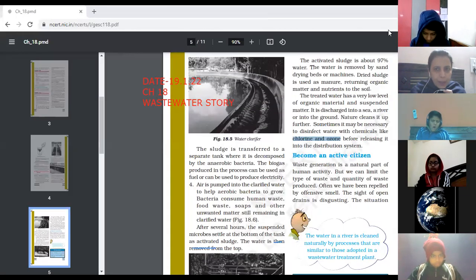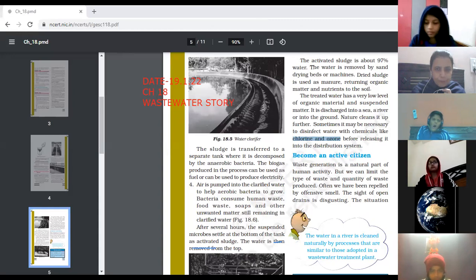Next topic is become an active citizen. So children, how do we become an active citizen, what can we do? Okay, Abhigyan, you can read this paragraph. Unmute. Become an active citizen. Still you are not unmuted. Mahi, you can read.